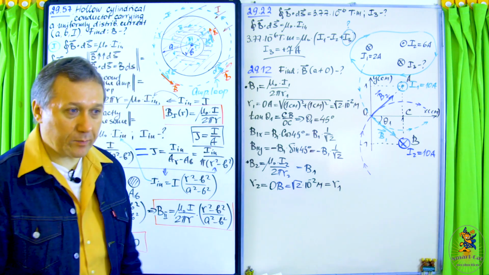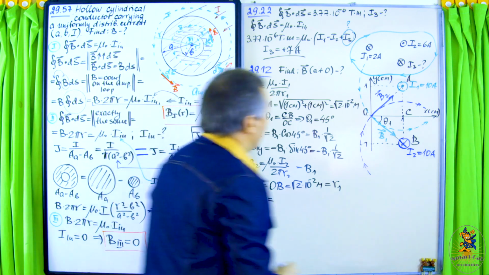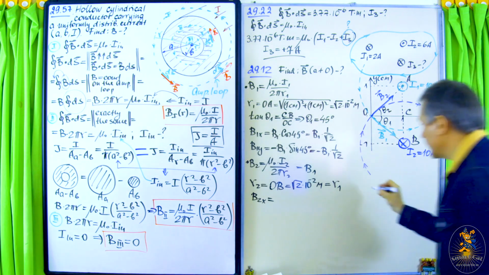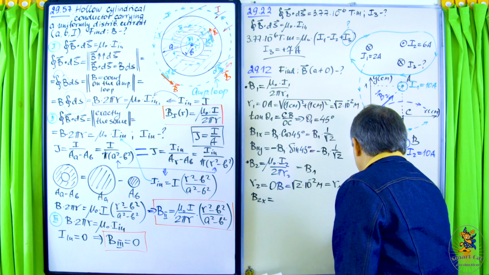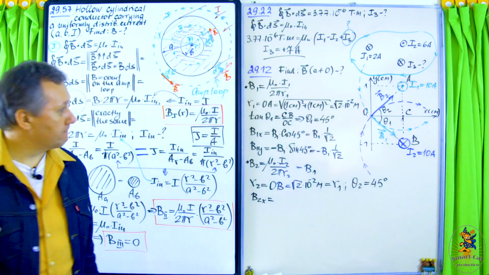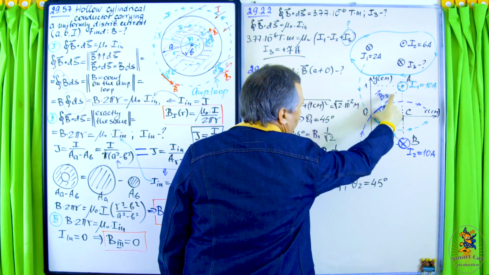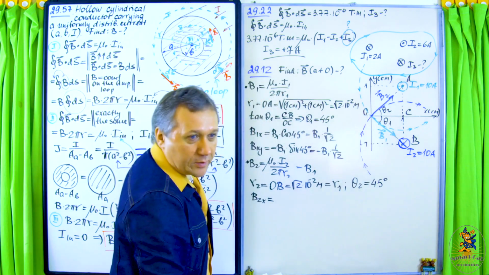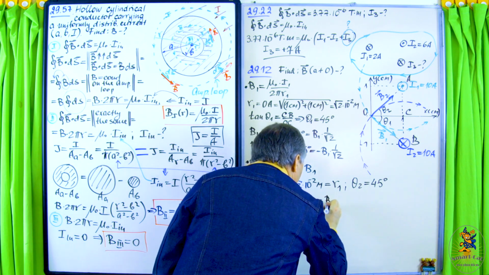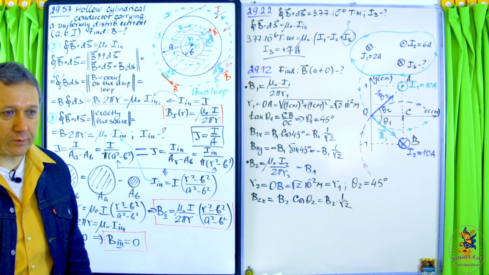Okay, and now let's find the components. Let's write down the components. So it will be B2x. Of course, we have to find the angle theta 2, but it will again be 45 degrees. I can write here theta 2 equals also 45 degrees. And the x component, again, will be positive, in the positive x direction. So the x component will be B2 times cosine of theta 2, which is B2 times 1 over square root of 2.